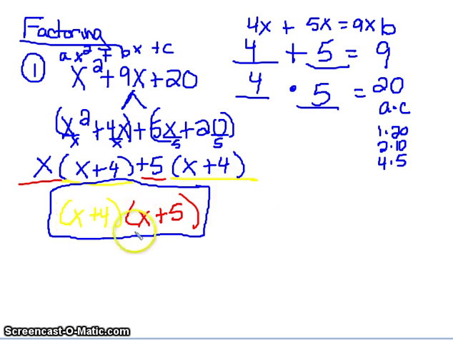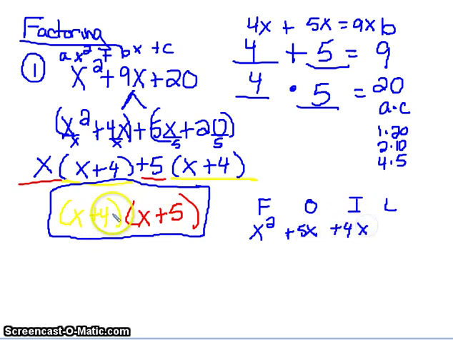Remember, we can use FOIL or the box method to check our answer. If you use FOIL, it's first, outer, inner, last. So x times x is x squared. Outer is x times 5, which is 5x. Inner is 4 times x, which is 4x. And last, it's 4 times 5, which is 20, which does check and give us x squared plus 9x plus 20.